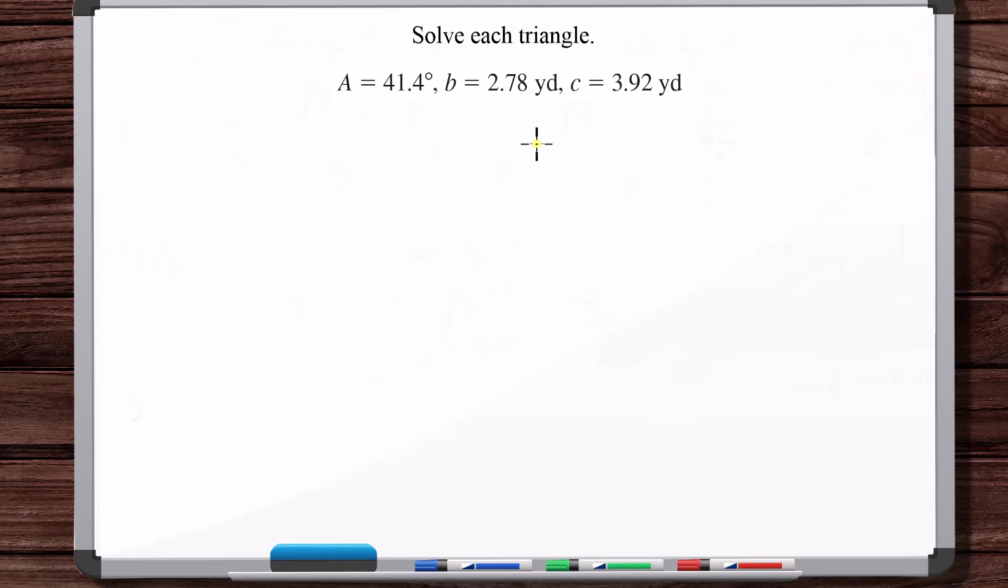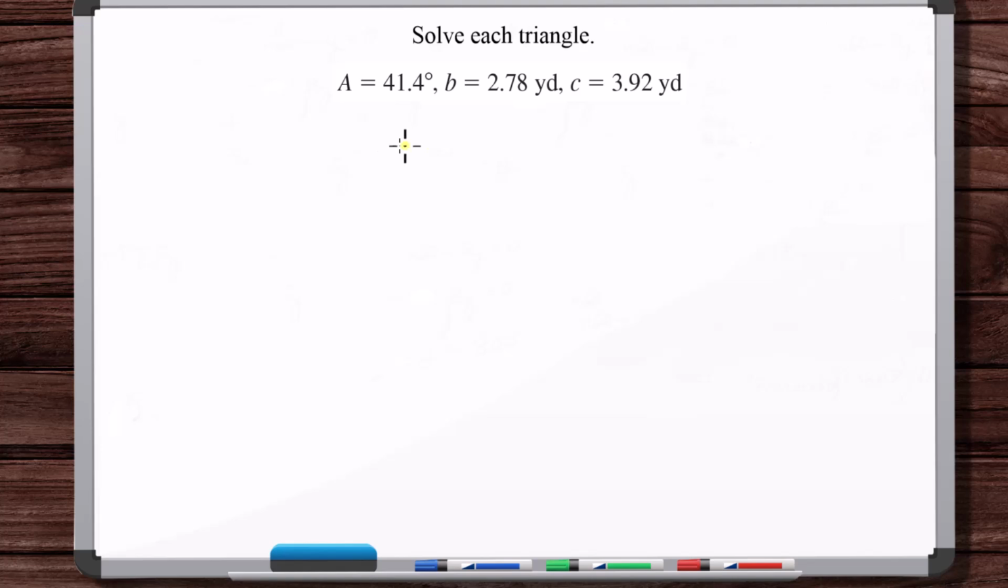Because what we saw in this section was that there can be a little bit of ambiguity you have to deal with. It's not nearly as much as with the ambiguous case of the law of sines, but there are one or two points that you need to be aware of. But it's not much at all. But you need to be aware of it, though.